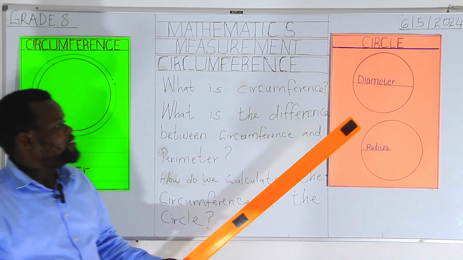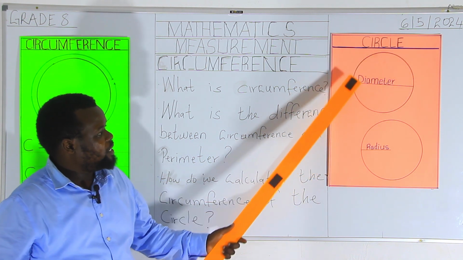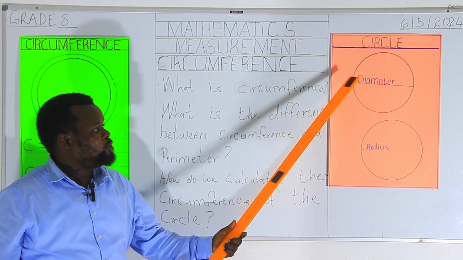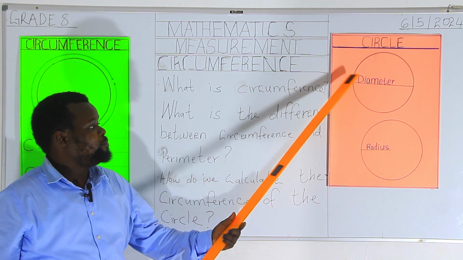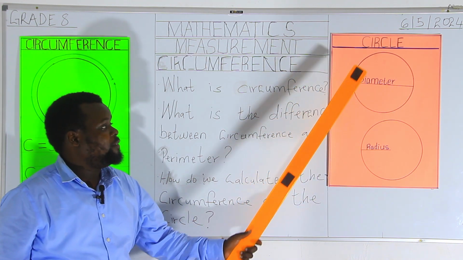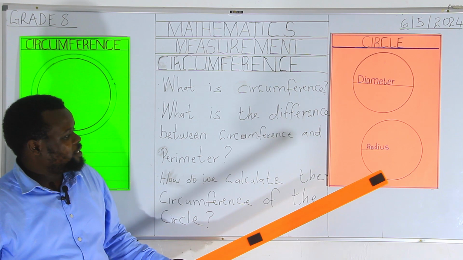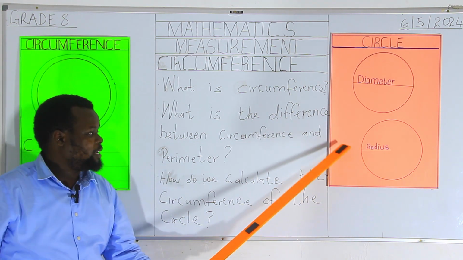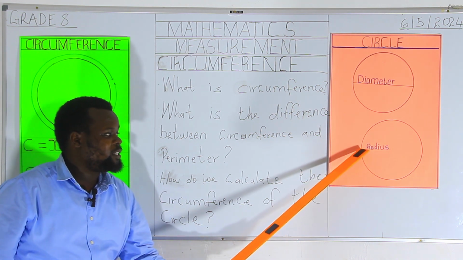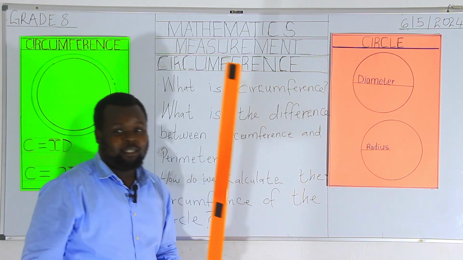Learners, let us visit grade 6 lessons where we talked about the circle. A circle, we know very well, is a circular figure with a diameter. The diameter connects 2 points of the circumference, through the center, and it also divides the circle into 2 halves. Whereas the radius connects 1 point of the circumference to the center, and it is half the diameter.